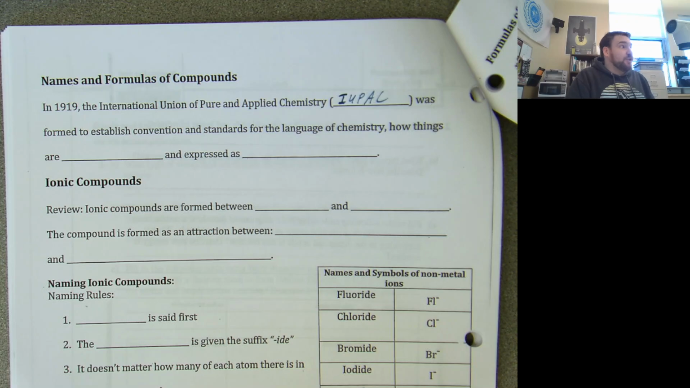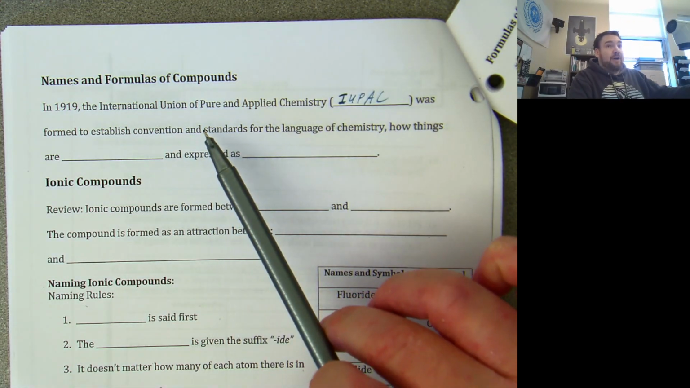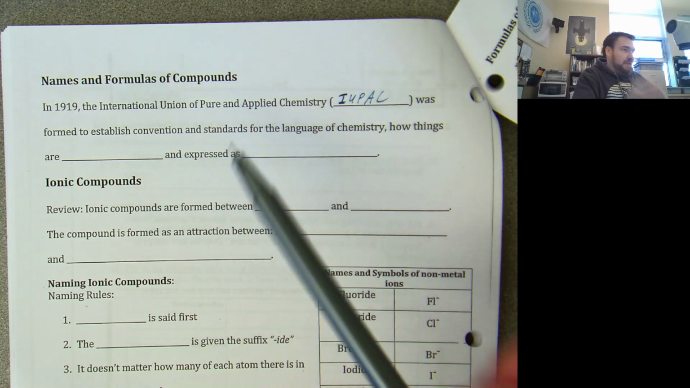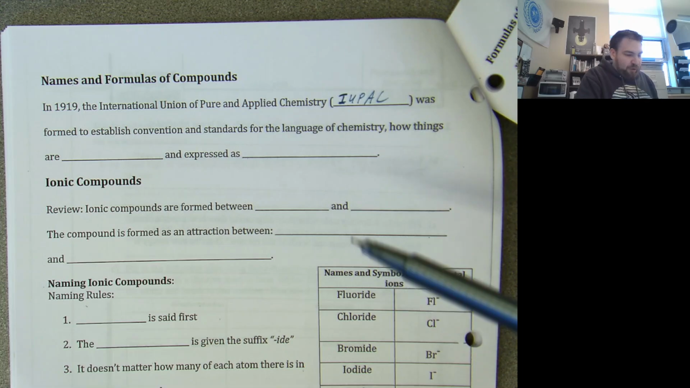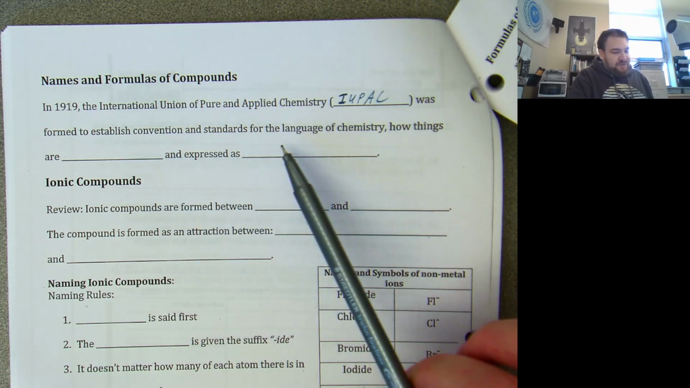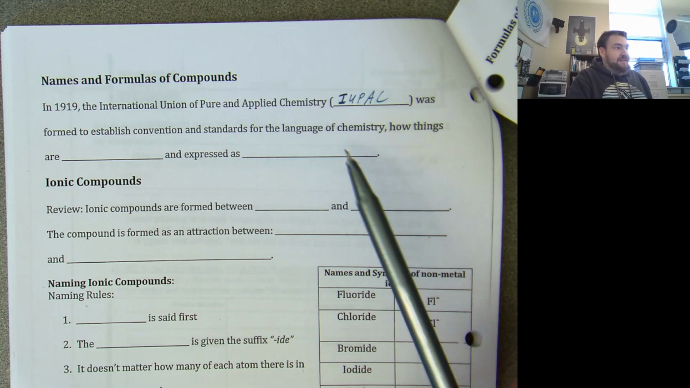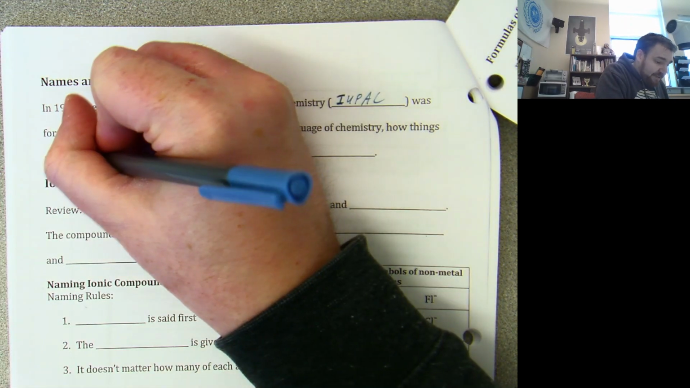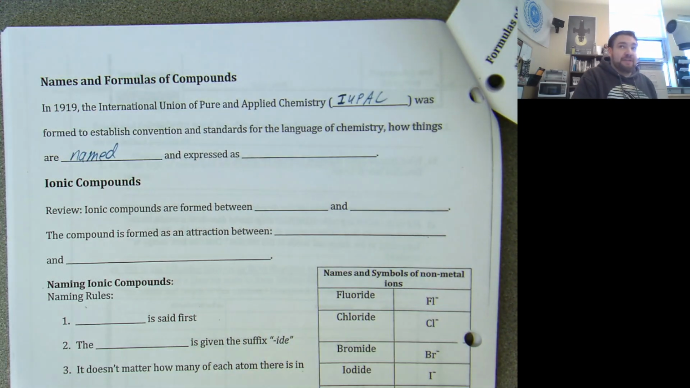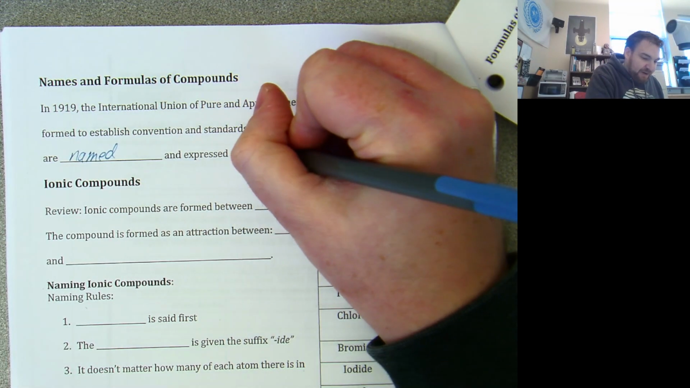This is an acronym that you'll see show up other places in chemistry. They'll say the IUPAC this and the IUPAC that. It came from this group of chemists that set down standards for chemistry, like at this point, 106 years ago. Not that long ago, considering how long chemistry's been around. So they formed to establish convention and standards for the language of chemistry. They got together and said, this is how things need to be done, especially how things are named, so that we can all call the same thing, and how they're expressed as chemical formulas.